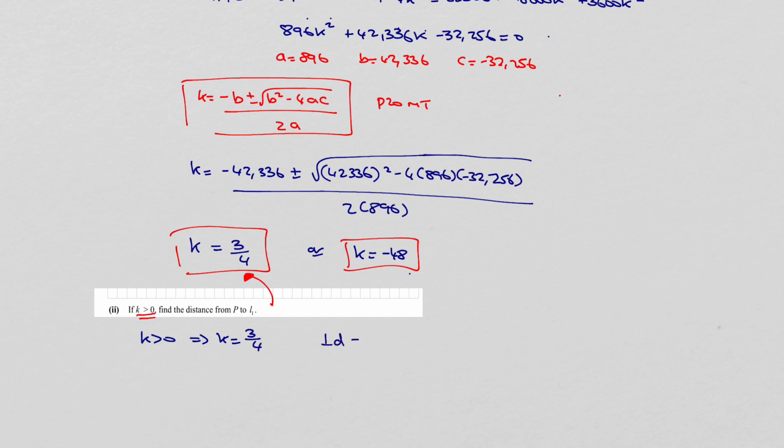So therefore our perpendicular distance is going to be 18 minus 4k, so 4 times 3/4, over 5. And again, you can sub it into either of your perpendicular distances, you'll get the same answer. So that gives us 18 minus 3 over 5. So therefore that means my perpendicular distance must be 15 divided by 5, which is 3.